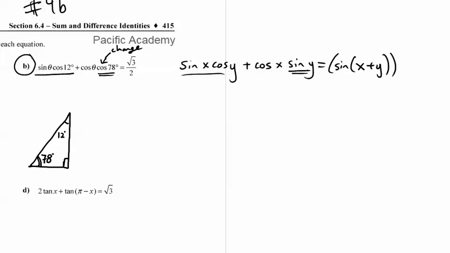So if we have cosine of 78, cosine of 78 is adjacent over hypotenuse. But if we did sine of 12, that is opposite over hypotenuse. Sine of 12 is actually the same as cosine of 78.